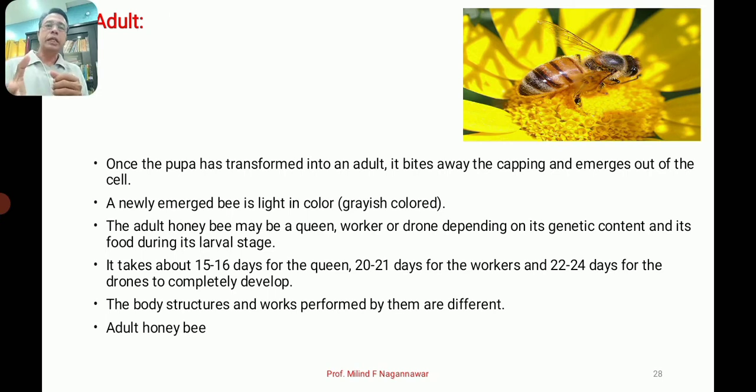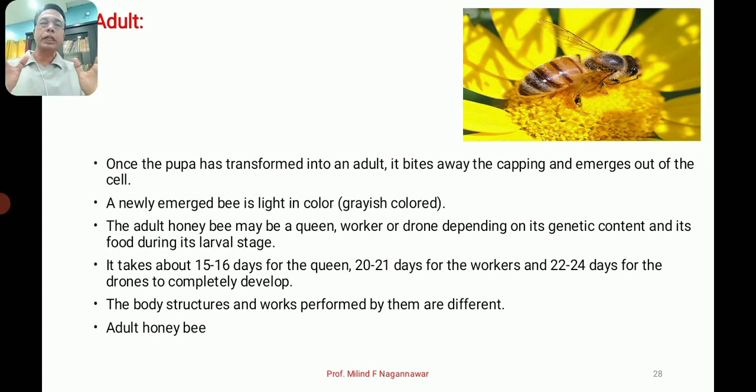Based on their genetic content, the adult bee may become a queen, a worker or a drone. It is all based on their genetic content and as well as the feeding during their larval stages. The adult may become queen, drone or worker, all because of their genetic content and their type of feeding during the larval stages. Is it clear?